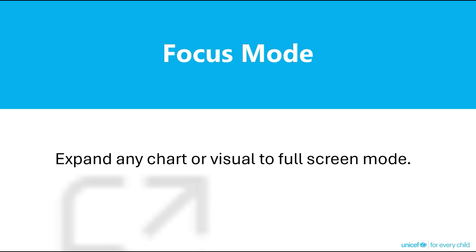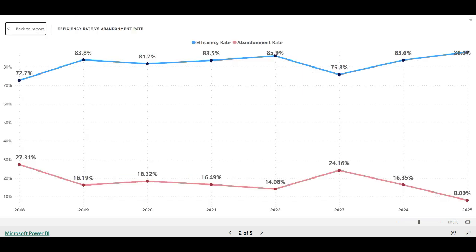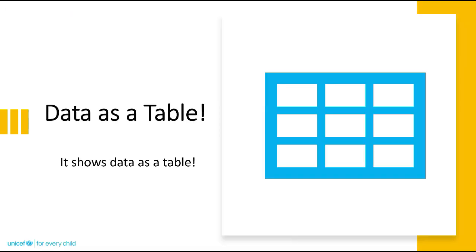The first feature is focus mode. This feature lets you expand any chart or visual to full screen mode to see it more clearly, making it easier to explore the details. To use this feature, simply move your mouse to hover over a visual or select it. Then you'll see an icon appears in the top right corner of the visual. It looks like a square with an arrow pointing outward. Clicking this icon activates focus mode, expanding the visual to full screen for easier viewing and closer analysis. Looks much better now.